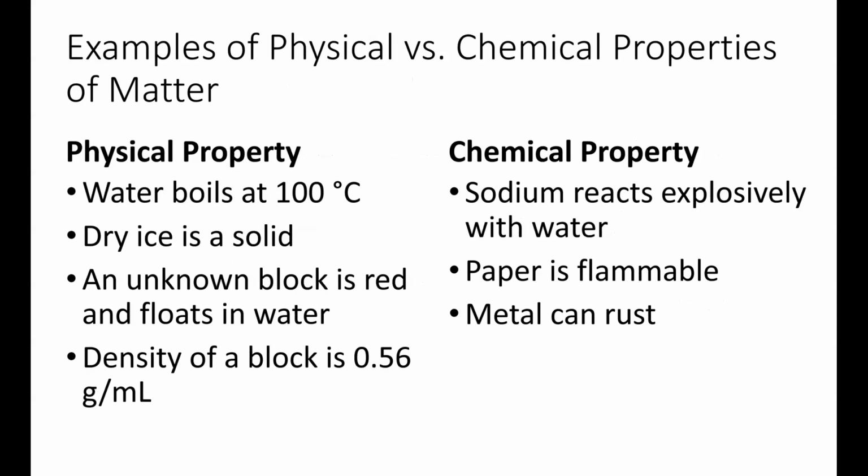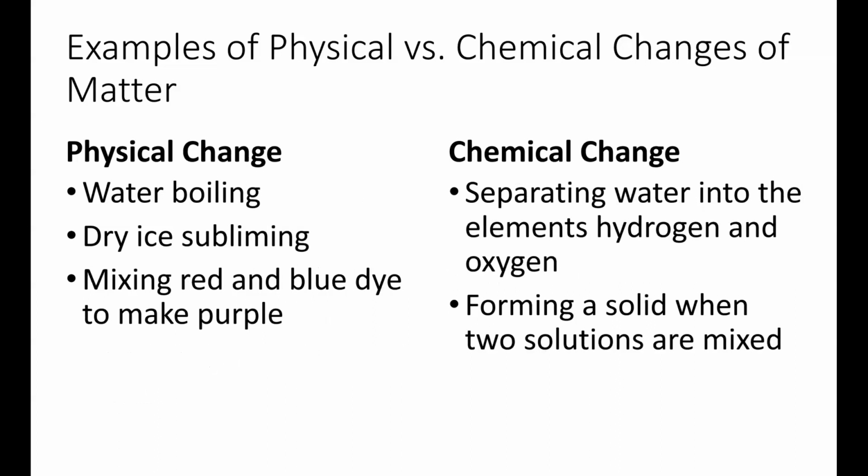So, some examples of physical and chemical properties. Like I said, physical properties: water boils at 100 degrees Celsius, dry ice is solid, and an object can float in water. So these are all things you can observe without changing that item. The density of something, too. Chemical properties are things that could happen. So sodium could react explosively with water. You can burn paper, so it's flammable. Metal can rust.